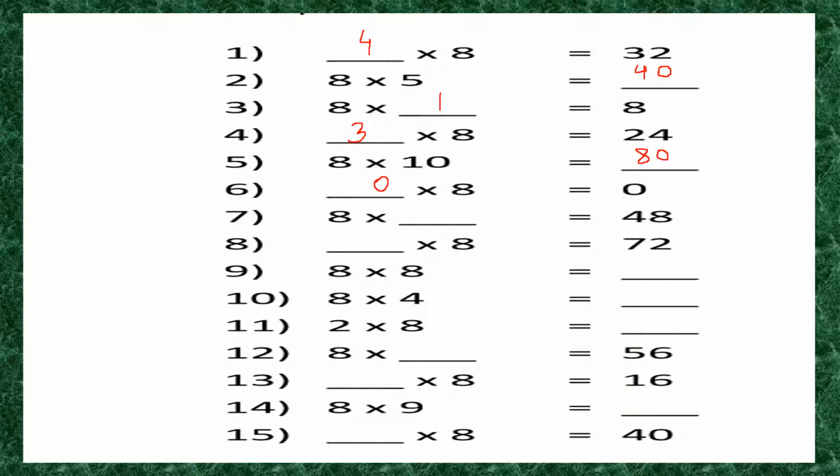Now seventh question, children, 8 multiplied by dash equals 48. What number multiplied by 8 will give you 48? That is 6. 8 6s are 48. Then children, see the 8th one, dash multiplied by 8 gives you 72. Here you will write 9 because 8 9s are 72 or 9 8s are 72. Now 9th question, 8 8s are 64. Then children, 8 4s are 32.